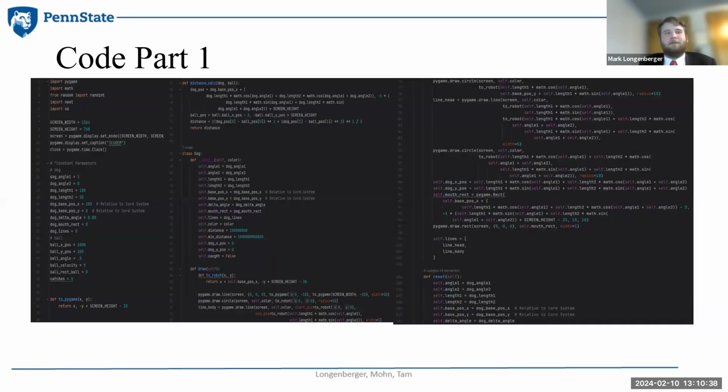So here is part of the code. Here's the first half of it. This code was based on what we based the model off of. It was written in Python, amounting to about 250 lines of code to make the AI model.